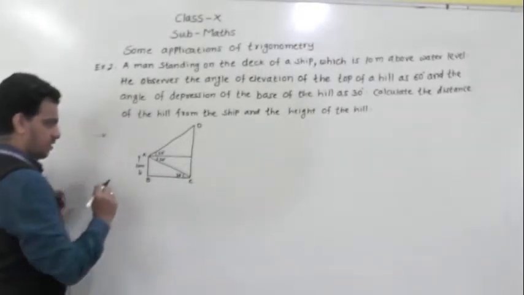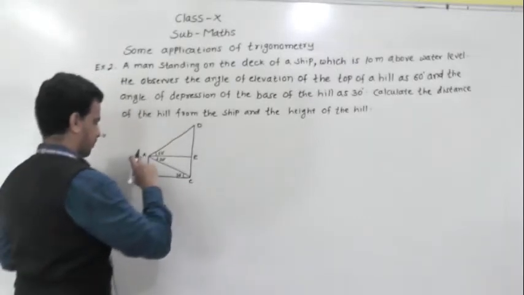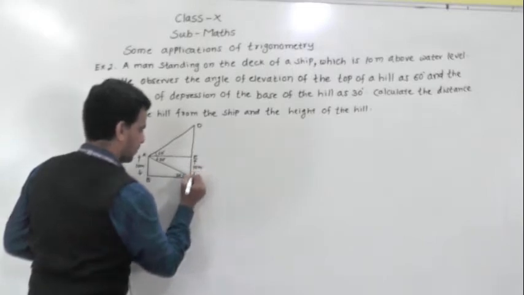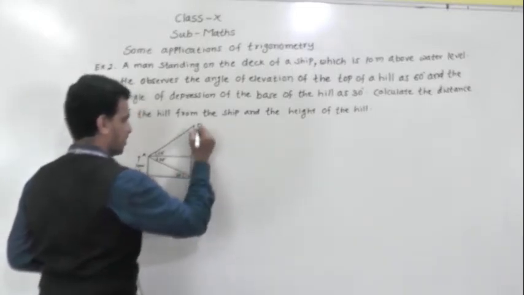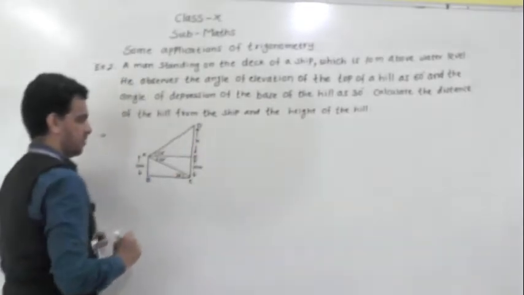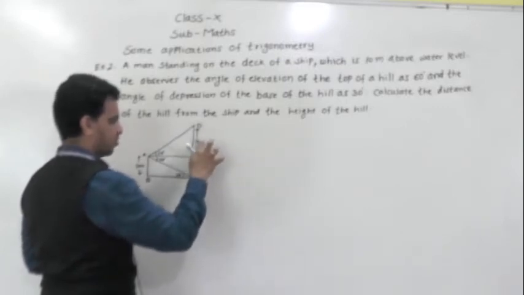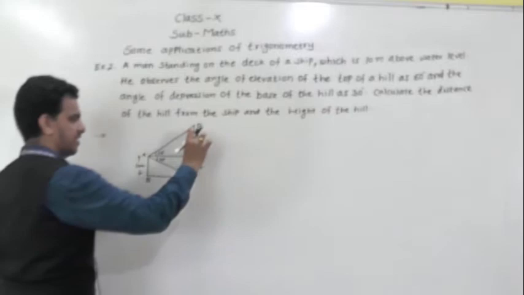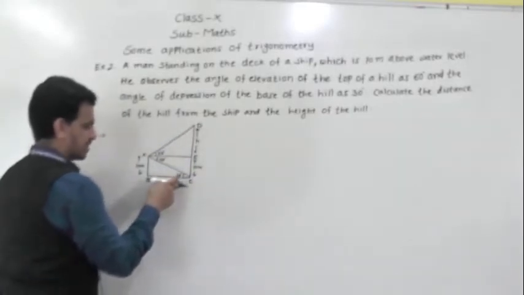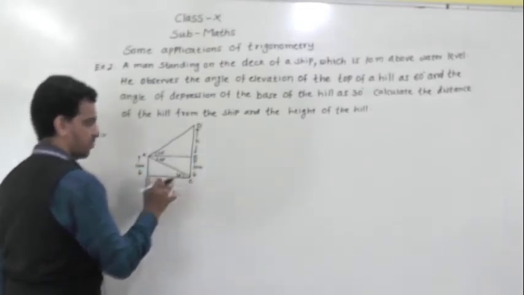Now here we give a name, E. If AB is 10 meter, this CE is also 10 meter, and suppose this DE height is H. So the total height CD, that is the height of the hill, is H plus 10. First we have to find this H, and we also have to find the distance between the ship and the hill. So this BC distance we also have to find.